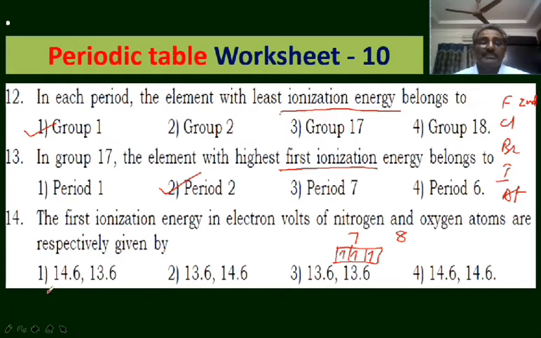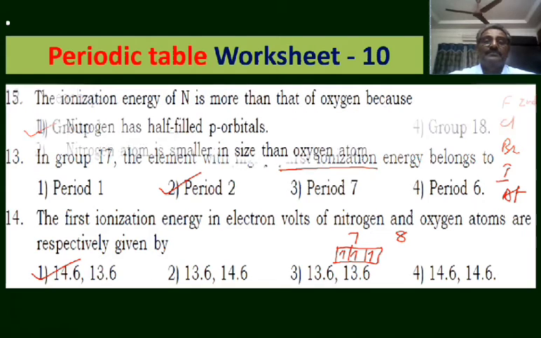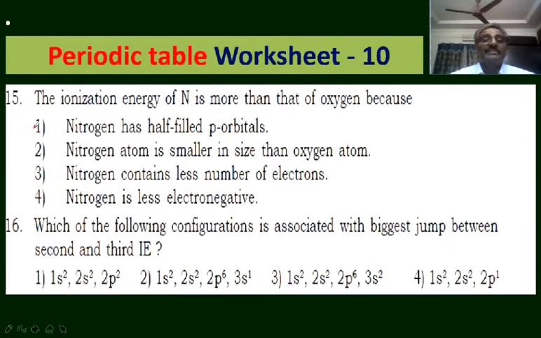In the given options, which option has the highest first value? In the first option only, the first value is higher than the second value. So first option is the right option here. Next, 15th question.